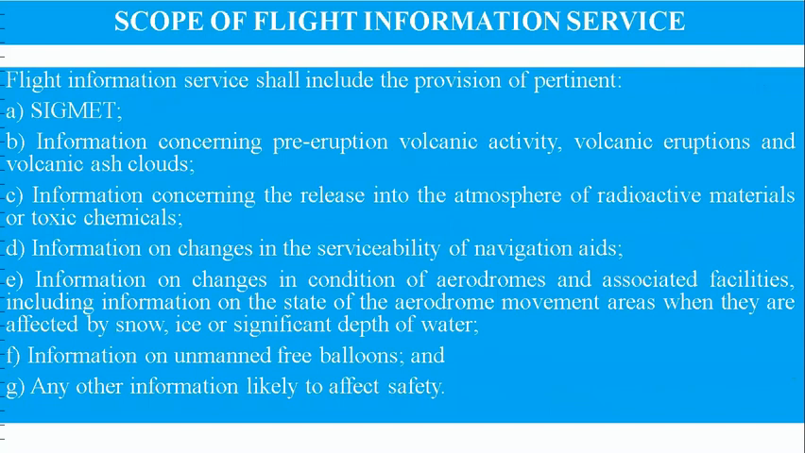Flight information service shall include the provision of pertinent SIGMET, information concerning pre-eruption volcanic activity, volcanic eruptions and volcanic ash clouds, information concerning the release into the atmosphere of radioactive materials or toxic chemicals, information on changes in the serviceability of navigation aids, information on changes in condition of aerodromes and associated facilities, including information on the state of the aerodrome movement areas when they are affected by snow, ice or significant depth of water, information on unmanned free balloons, and any other information which is likely to affect safety.